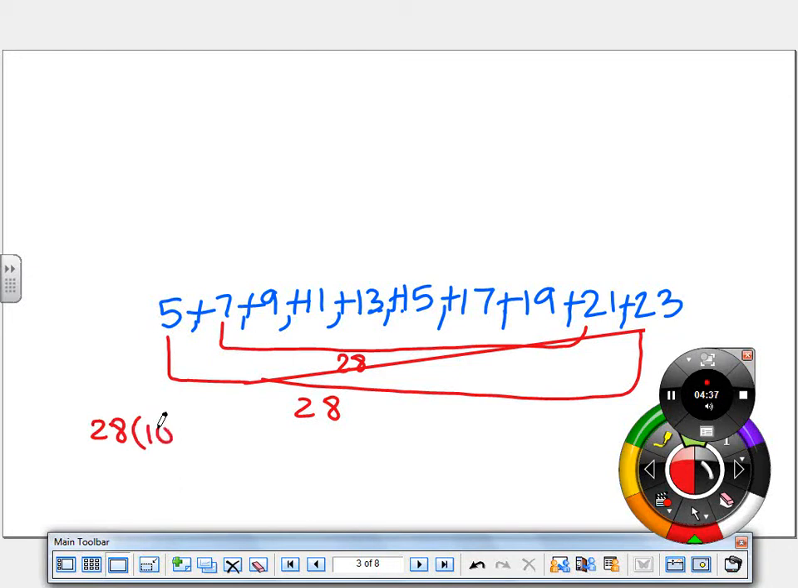I had 10 terms in my list, but am I really using 28 10 times? No, because the 28 is formed by this term being paired up with another term. So I'm really only using 28 half as many times as I would have before. So do you guys see that no matter what your common difference is, you're going to be able to use this idea or this pattern? Yes?